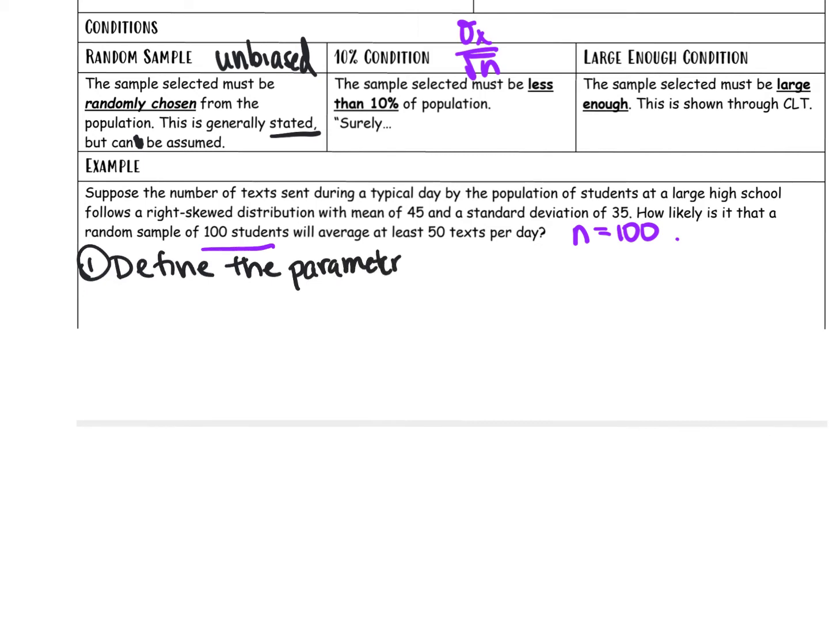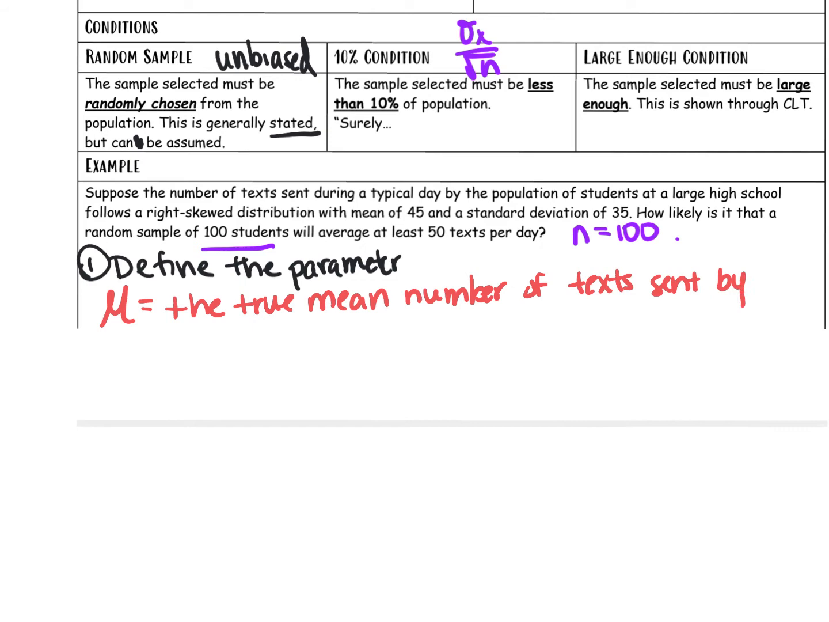What am I actually talking about, or what is the population focusing on? Well, it's the number of texts sent during a typical day by students. So we define the parameter, and the parameter is the mean here, mu. Mu is equal to the true average, or the true mean, number of texts sent by students at a large high school.